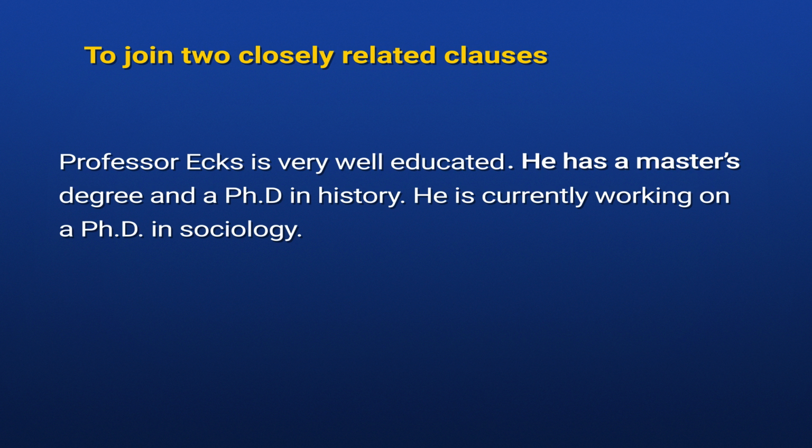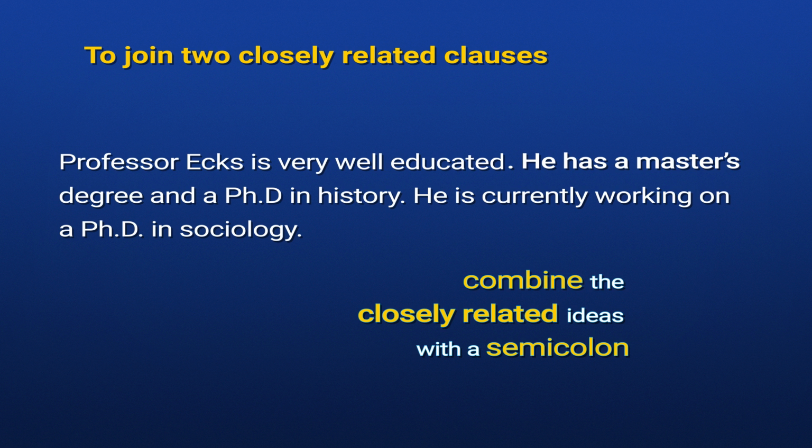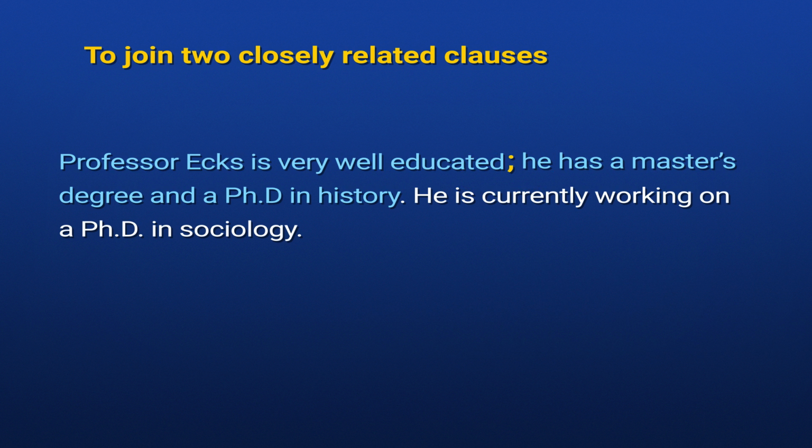Professor X is very well educated. He has a master's degree and a PhD in history. He is currently working on a PhD in sociology. The period at the end of each sentence kind of breaks the flow of these related ideas, but we can improve it like this. Professor X is very well educated. He has a master's degree and a PhD in history; period. He is currently working on, and so forth.